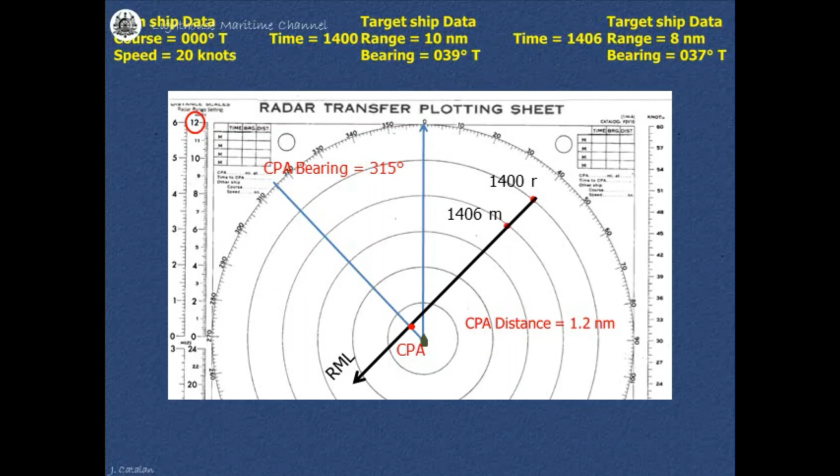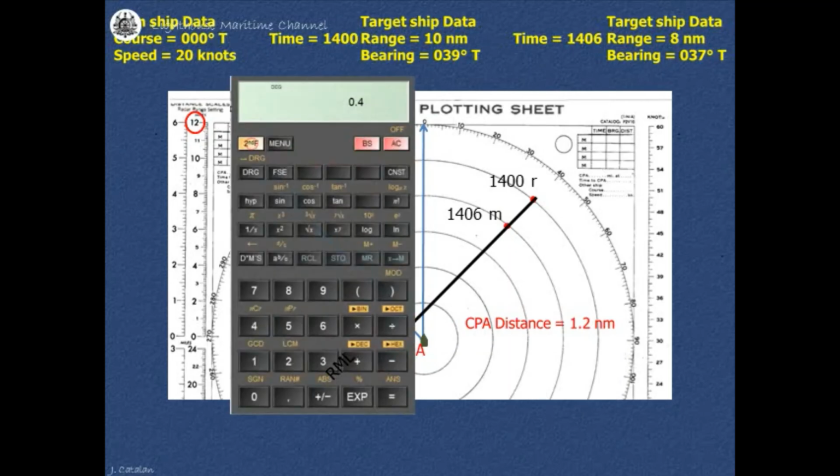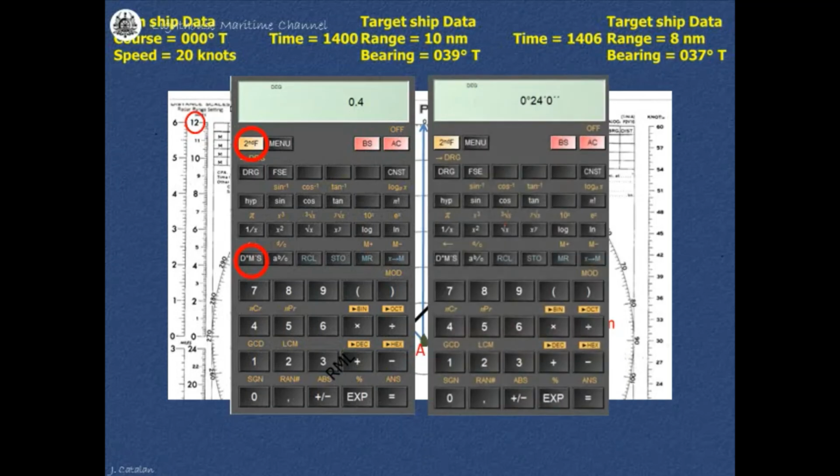The range from the last target observed to the center of the own-ship is equal to 8 nautical miles. Apply the formula: steaming time is equal to distance divided by the speed. And so it goes like this. 8 nautical miles divided by 20 knots. The result is 0.4. Press second function, then press degrees, minutes, seconds. The result is equal to 0 degrees, 24 minutes, and 0 seconds.